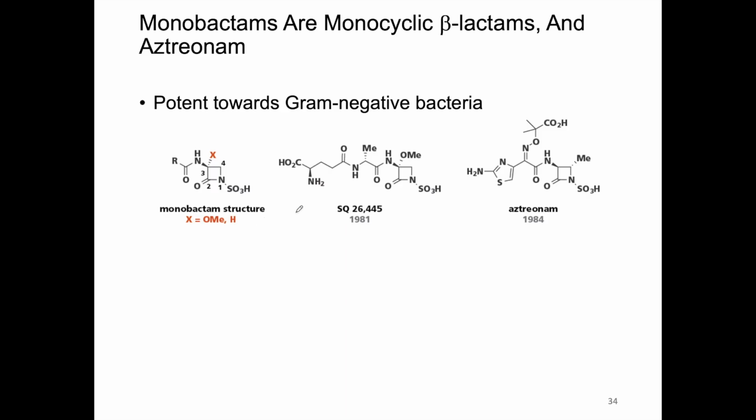Monobactams also exist, and these are more potent towards gram-negative bacteria, and so these just contain that 4-membered ring, and we would anticipate that these would react with penicillin binding proteins in the same manner as described previously.